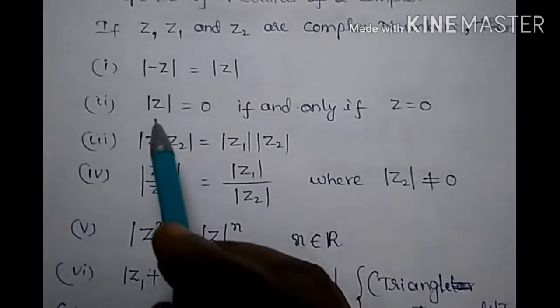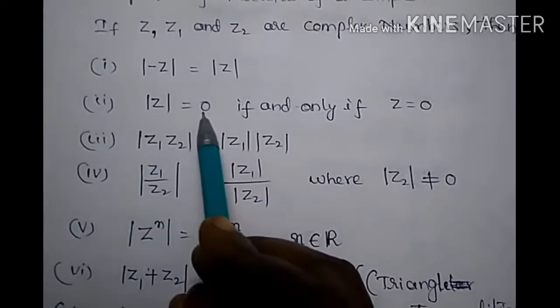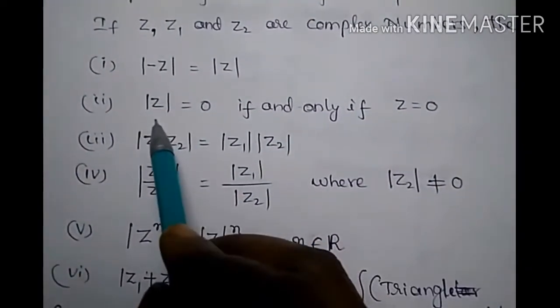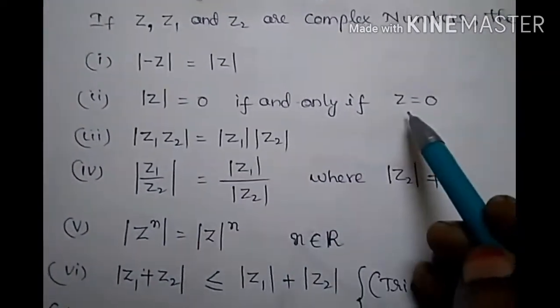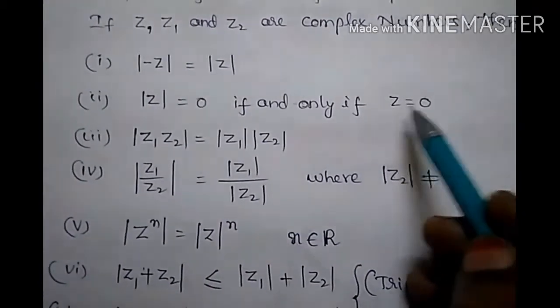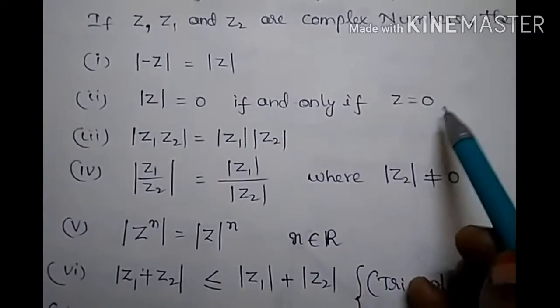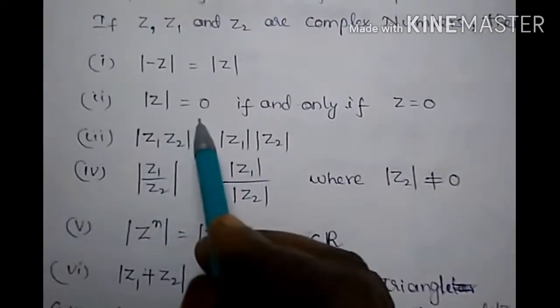The second one is modulus of z is equal to 0 if and only if z is equal to 0. That means if modulus is 0, then that is a 0 complex number. If z is equal to 0, then its modulus is also 0.